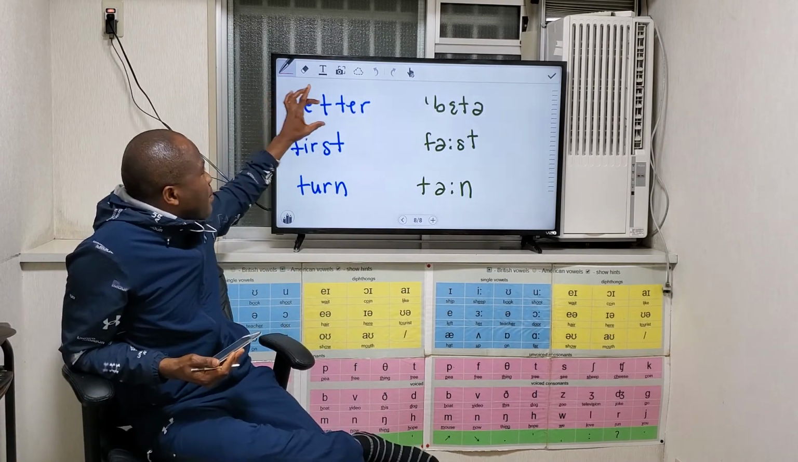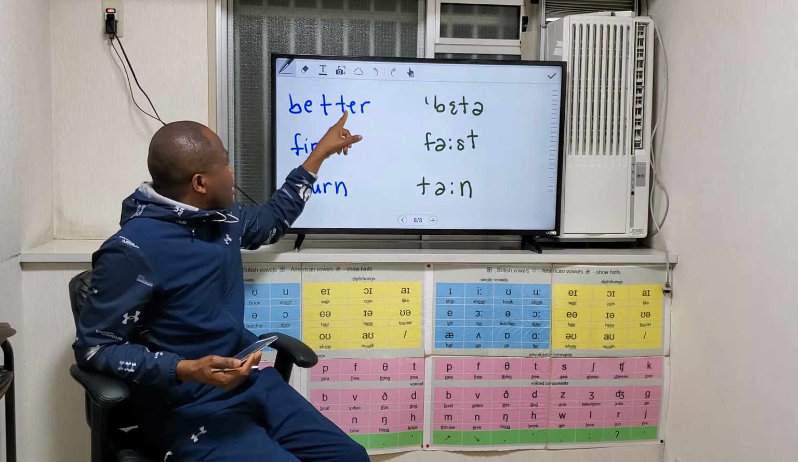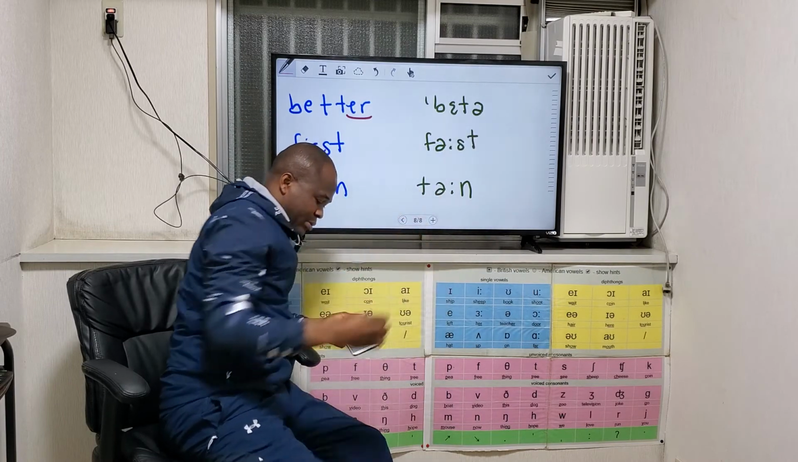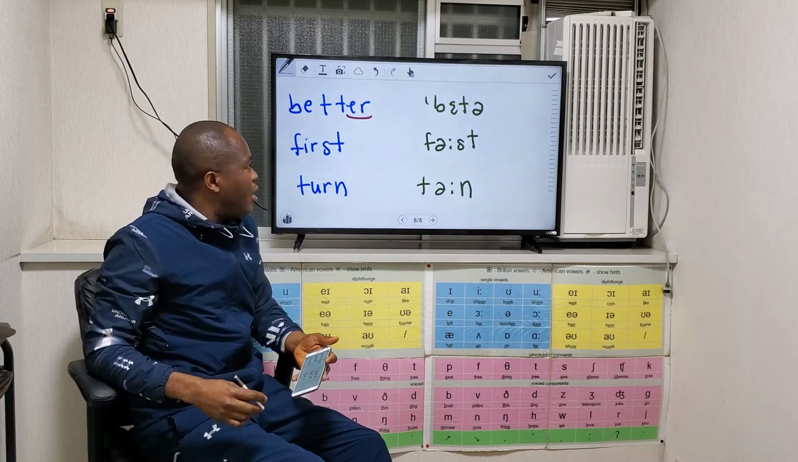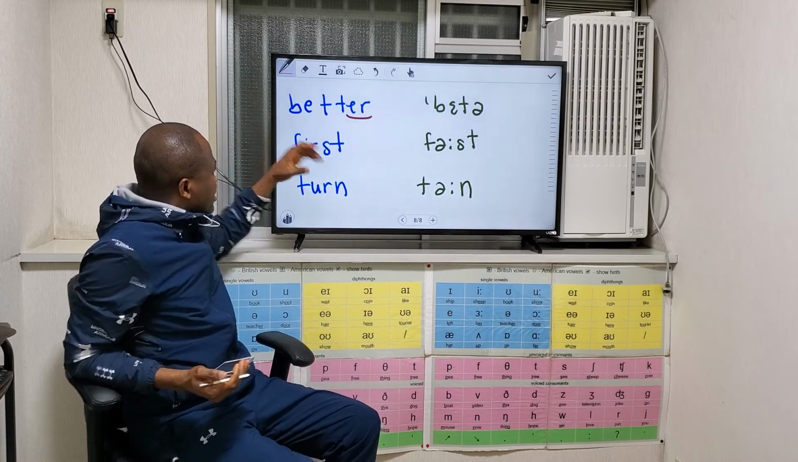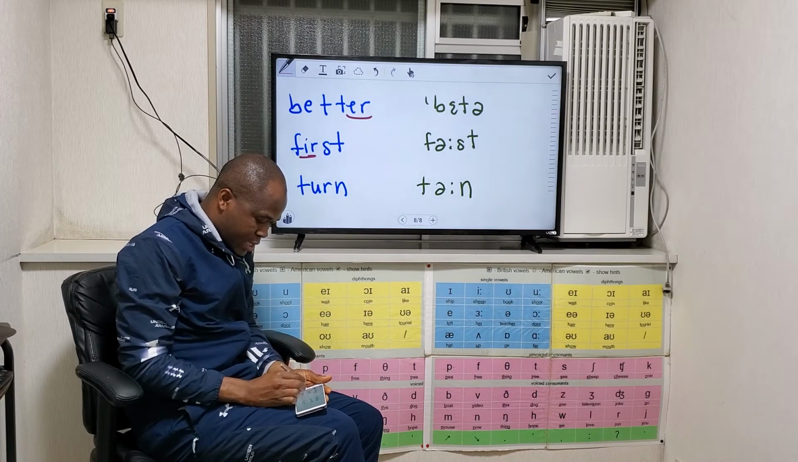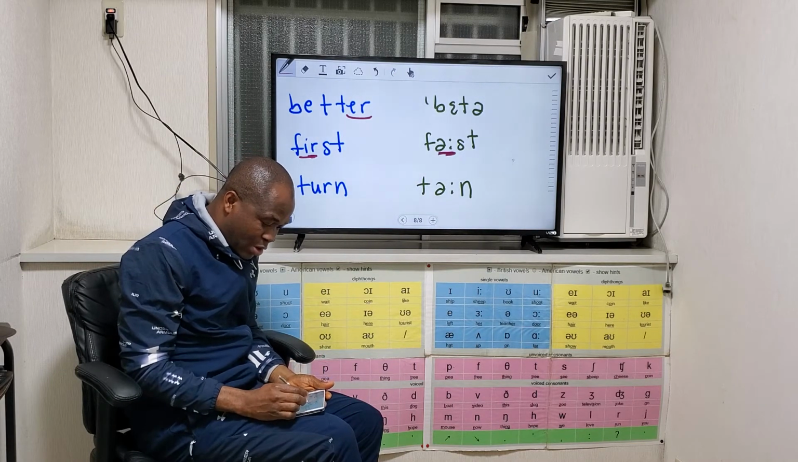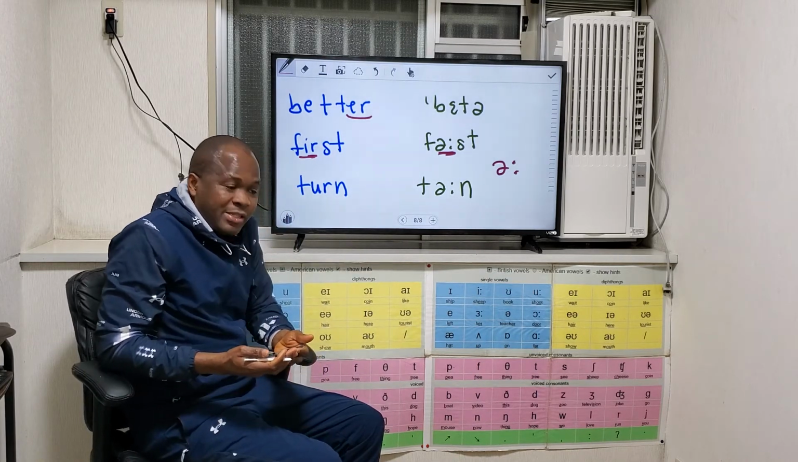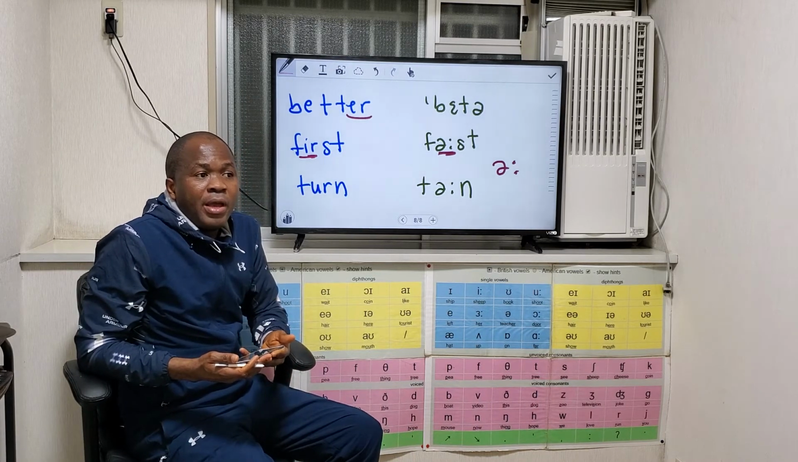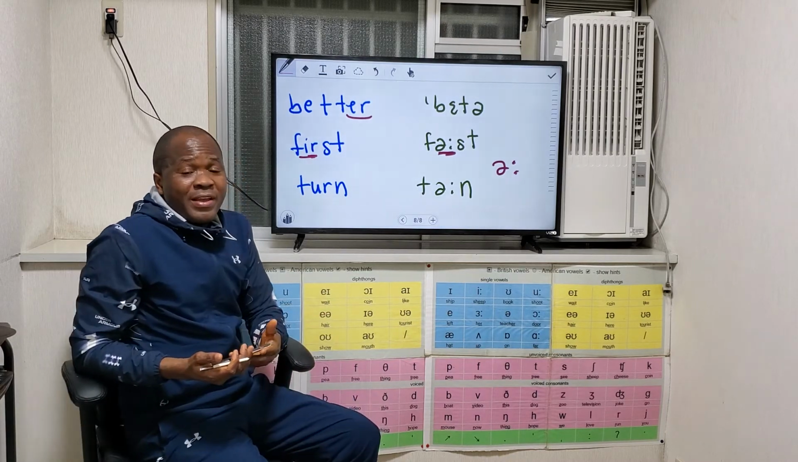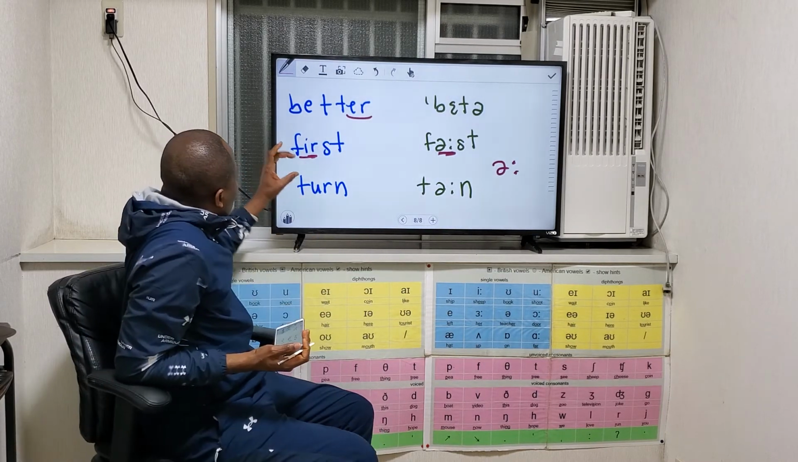For example, better, better. You see the ER here is creating the schwa sound, schwa. Then we also have first, the IR is creating the long sound. Example, in a word like fan, fan. I can have a word like and. Let's go to the next one.